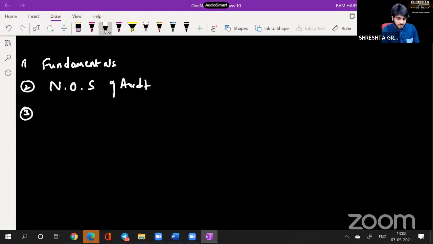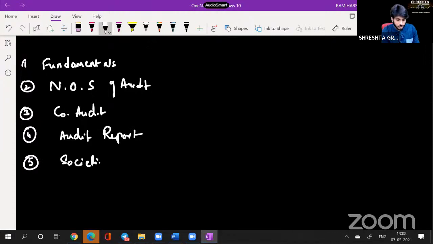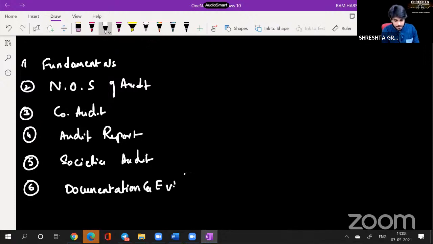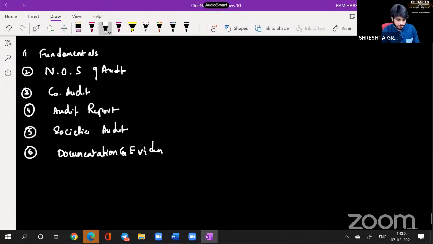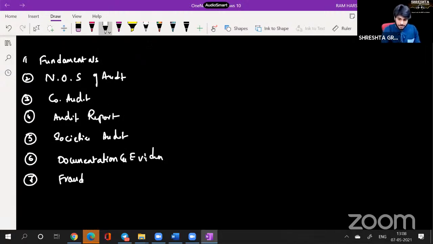Third one, we have a chapter called appointment of auditors, nothing but company audit. Fourth one, audit report. We have a chapter called audit report. Fifth one, cooperative societies audit. Sixth one, documentation and evidence. Seventh one, fraud.